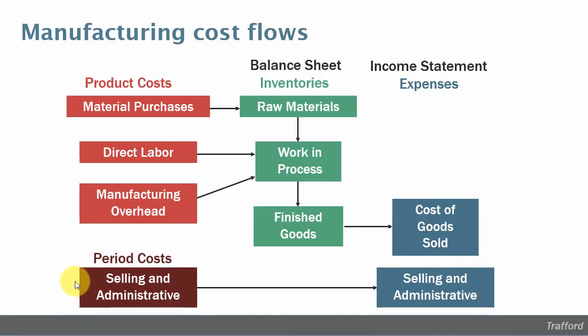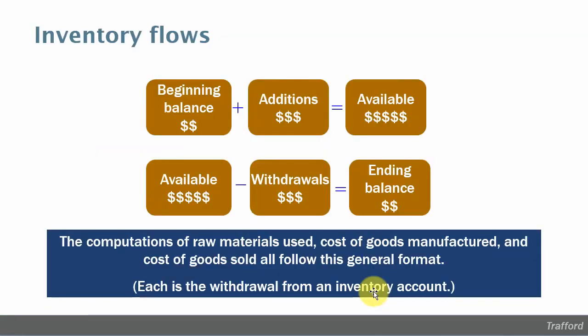Those costs never hit the balance sheet at all. Those are period costs. They go straight to the income statement as an expense. Here's a basic summary of inventory flows. And this basic flow chart works for the flow of raw materials, work in process, and finished goods inventory. As you look at the more detailed financial statements, match it up to this basic process, and it will make a lot more sense to you. You'll see all of the similarities.